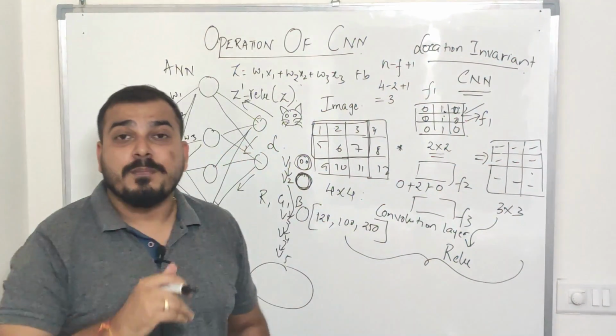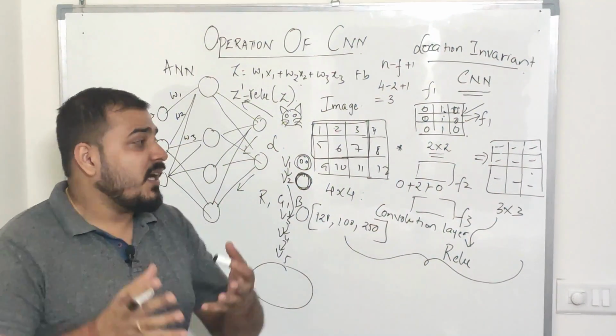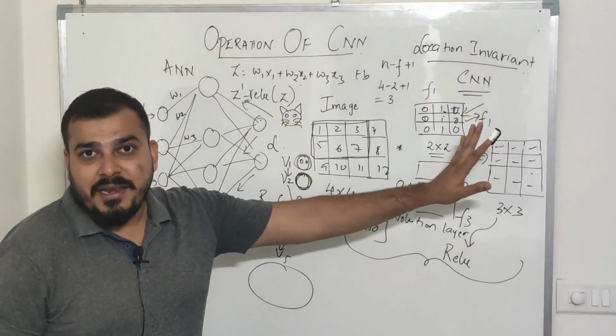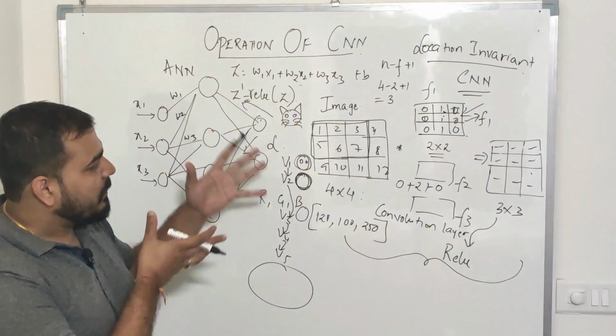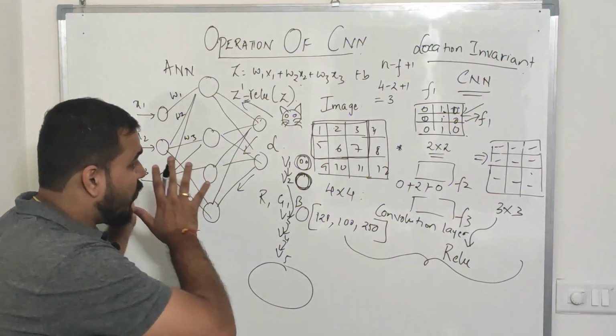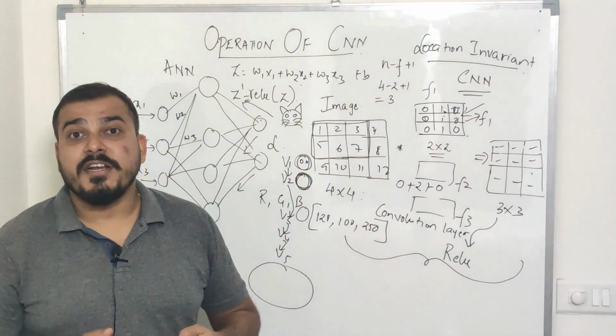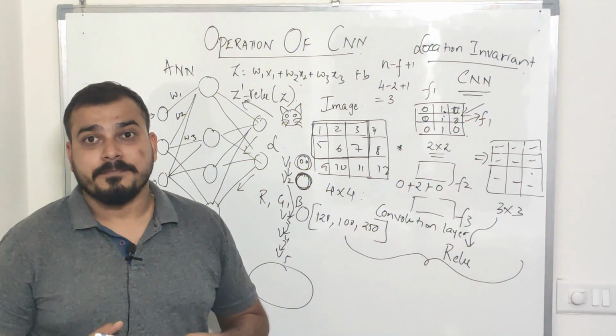I'll try to explain that in my next video, but just understand this was the basic difference between an artificial neural network and a CNN. I hope the diagram has not got completely mixed up, but I hope I explained it in the right way. Just keep this in mind. In my next video, I'll be discussing the max pooling layer.